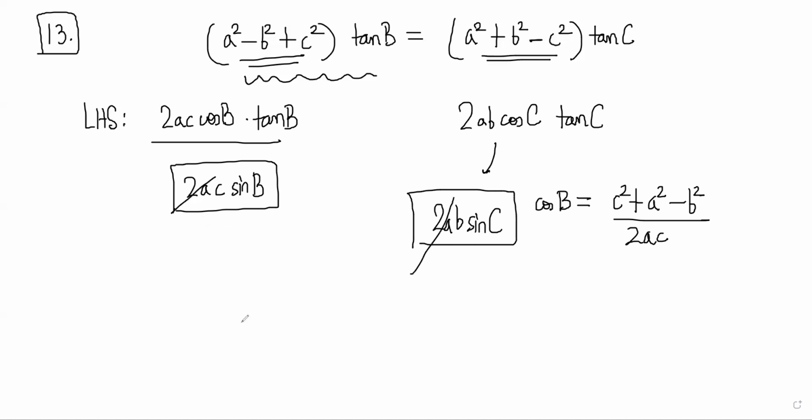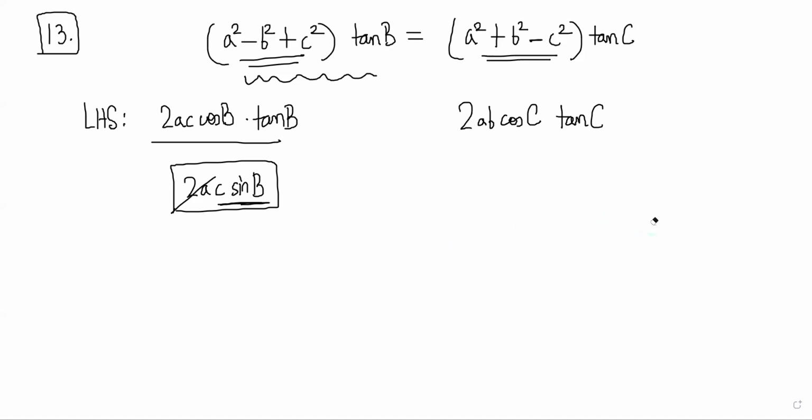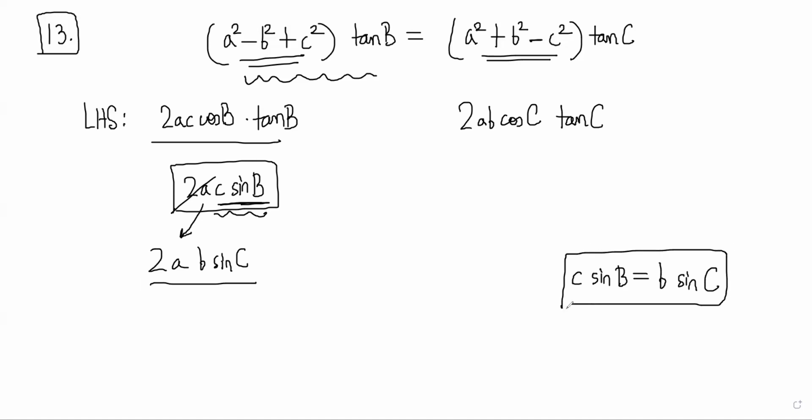You can see 2A is anyway common. C sin B is B sin C, and we can do it this way, like we have to prove now. Is the proof not done yet? Can you write C sin B as B sin C? 2AC sin B is 2AB sin C. Is C sin B equal to B sin C? Do you know this or not? Yes, I know this. So we can go from this step to this step now.